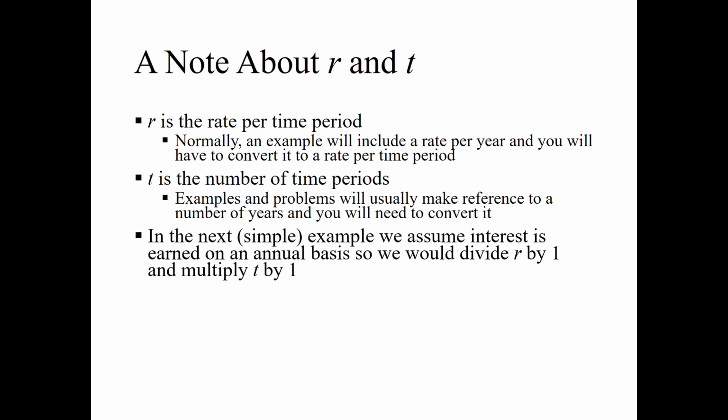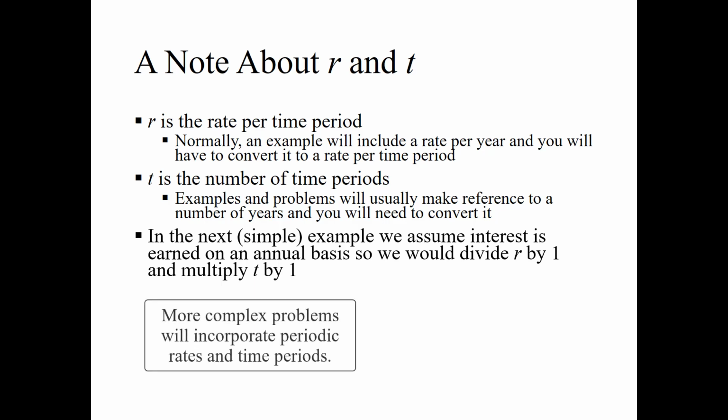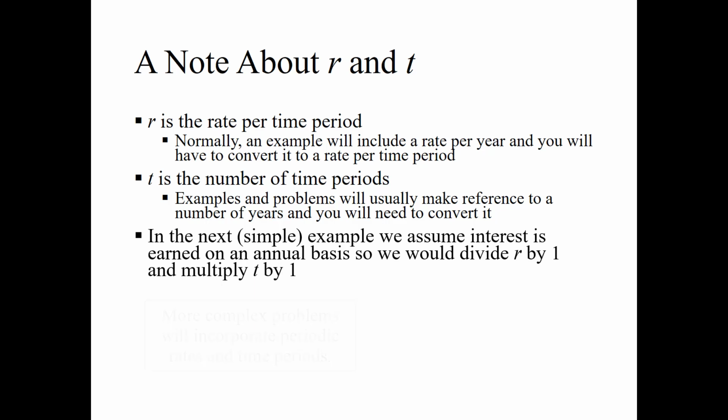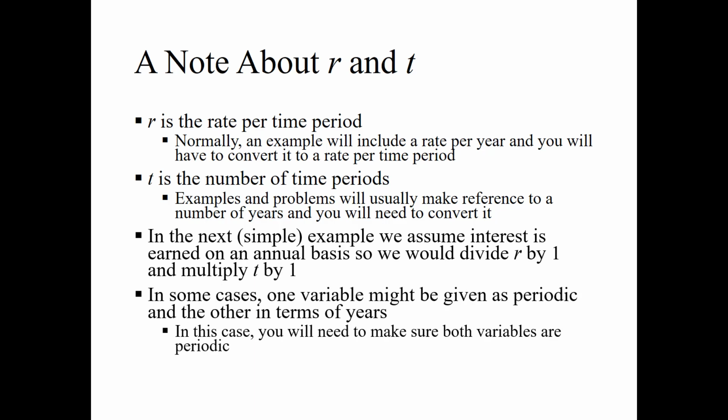In the next simple example, we are going to assume that interest is earned on an annual basis, and so we would simply divide our r by 1 and multiply our t by 1. So essentially we'll have an APR, for example, maybe 2.25%, and we would divide that by 1, and so we would still end up with our 2.25%. In some cases, one variable might be given as periodic, for example, an interest rate per time period, or the number of time periods, and the other in terms of years, and when that's the case, you will need to make sure both variables are periodic.